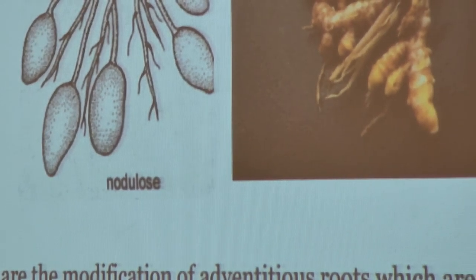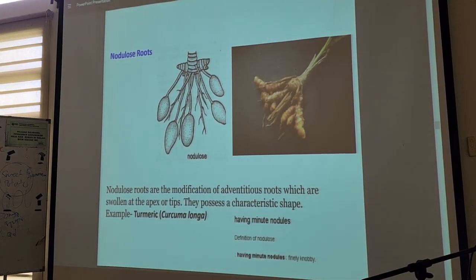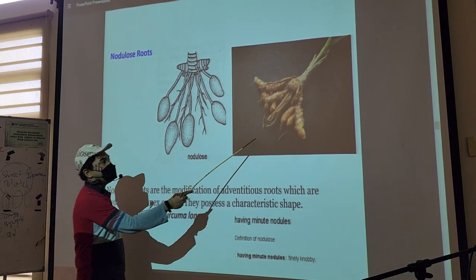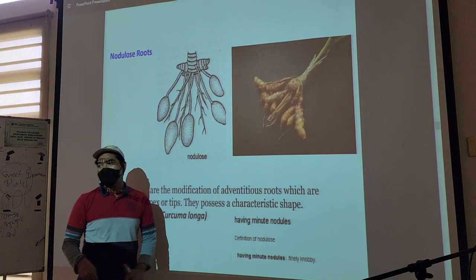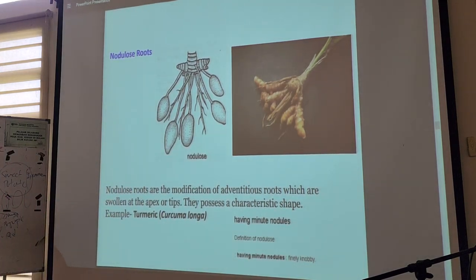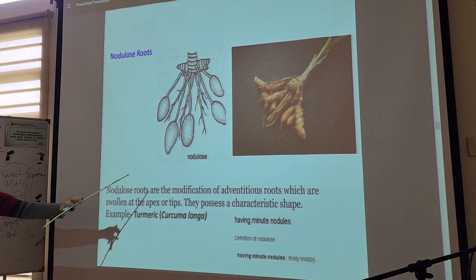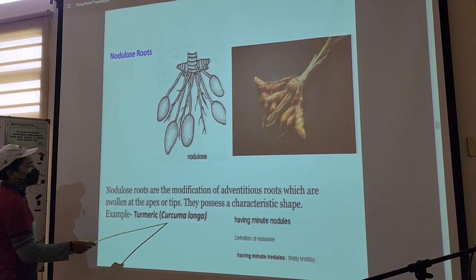And one good example is, what plant is this? Turmeric. Last week, what plant did you deal with? Ginger, but it's rhizome. Okay, so again, a different organ. That is stem, and stem modification we call rhizome. Now, this is not stem, this is actually root. It's at the end of the adventitious root. We call it nodulous. Curcuma longa.